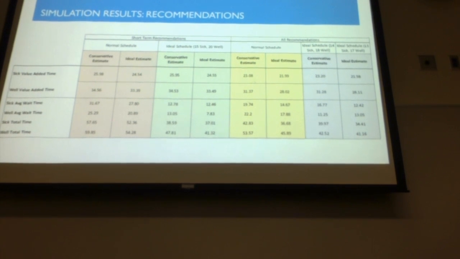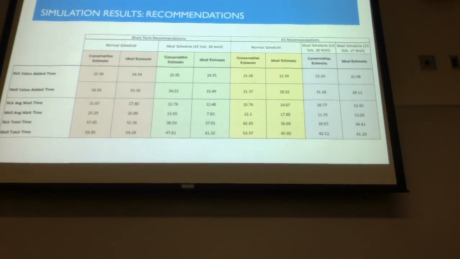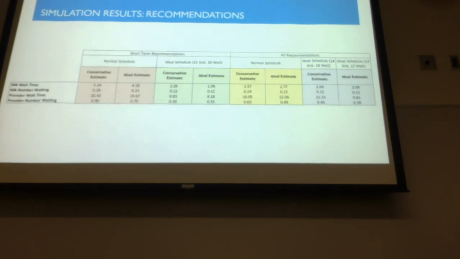Yes, the sick visit decreases to 13 minutes, and the well visit decreases to 17 minutes. So we have 13 and 17 minute scheduling intervals, and that decreases the sick average wait time to 12.42, and decreases the well average wait time to 13.05. Then we have the queue times for MA and provider, and as you can tell with the ideal estimate, the wait time and the number in the queue decreases.